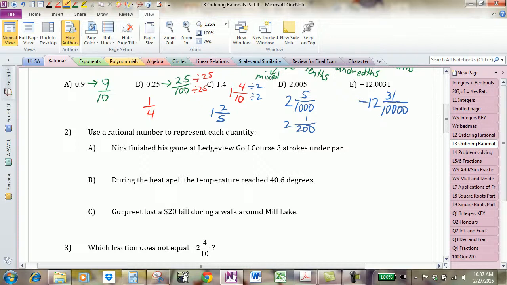Read the question A. Underline the important information. 3 strokes under par is important. All the rest you could cross off, although the golf course gives you an idea of what he's doing. So what would you recommend for the number? 3 strokes under par. Negative 3. Okay. He's below par. It's negative.